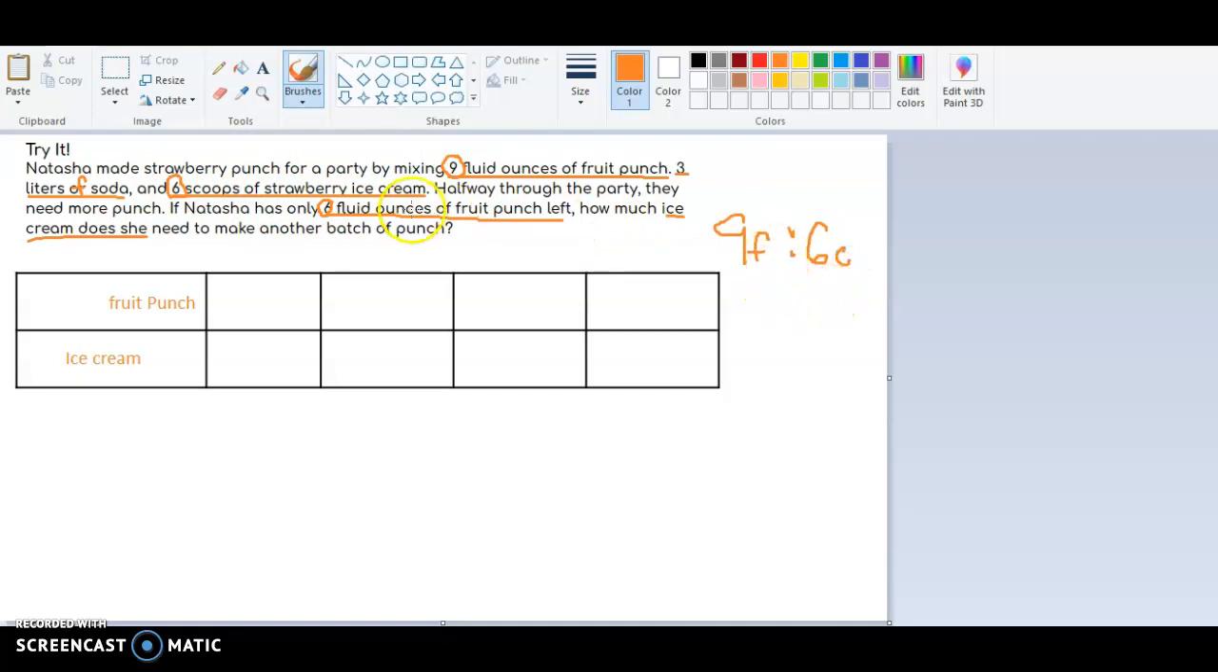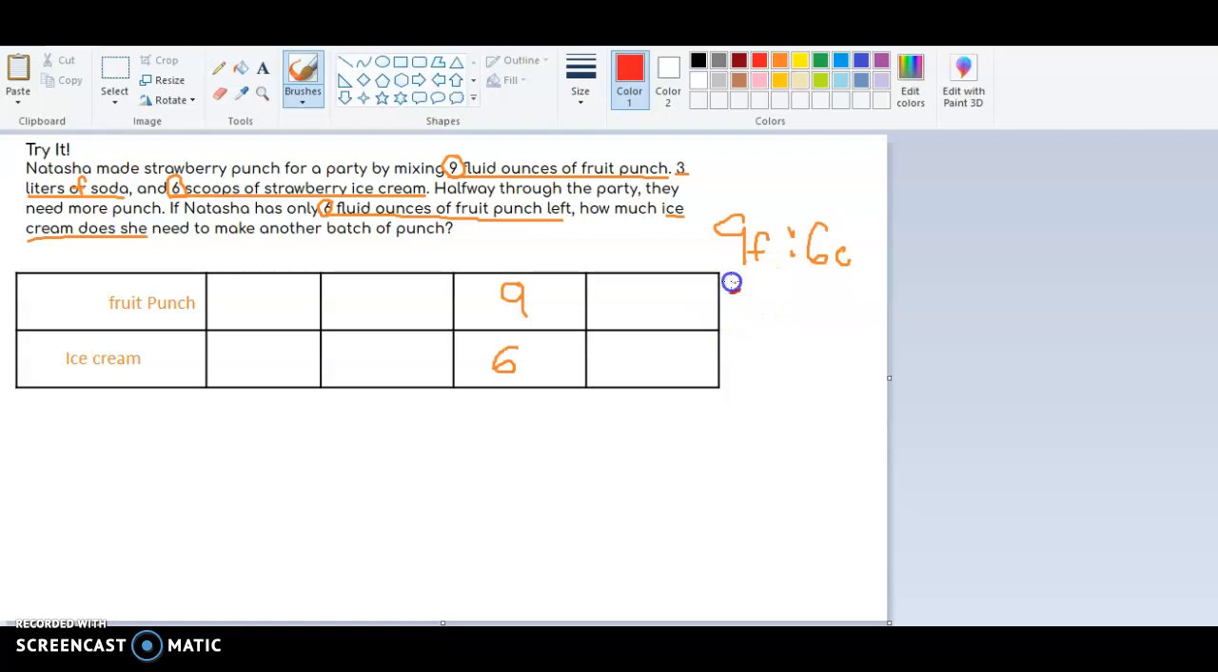Okay? And then I'm seeing that I need to get to 6 fluid ounces of fruit punch. Okay? So I'm going to put this in the middle. If you didn't put it in the middle, that's fine. 9 to 6. And notice I put them with the correct label. Okay? Now, if I'm looking at this, I can't think of a way to divide 9 to get 6 or to multiply 9 to get 6. So I'm going to go ahead and I'm going to reduce this as much as I can.